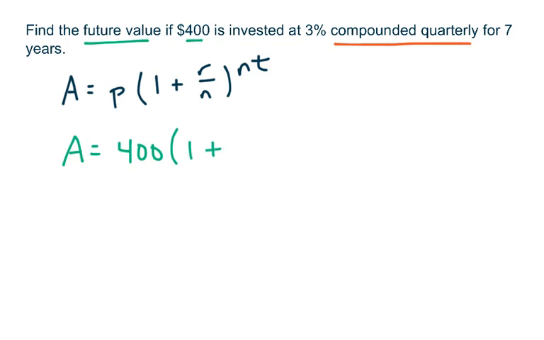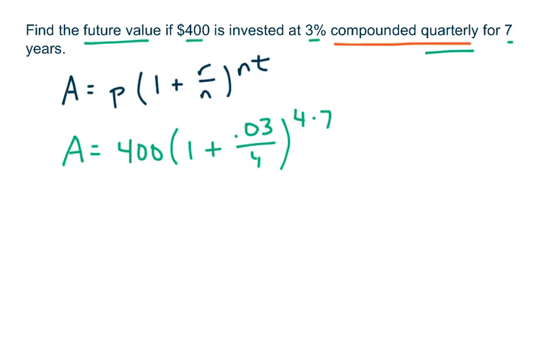1 plus R, that's the interest rate. Remember, make sure you convert that to a decimal over N. That's that new thing. Okay, it's compounded quarterly, so that's 4 times a year, so N's going to be 4, and that's going to be a 4 in both spots. And T is time, and I'm told it's 7 years. So I've plugged everything into the right spots. Now I just have to simplify this.